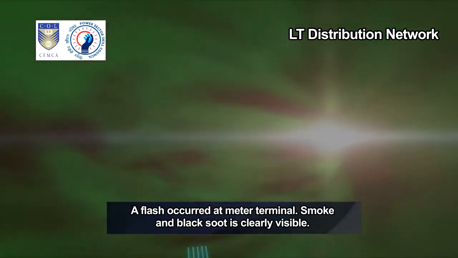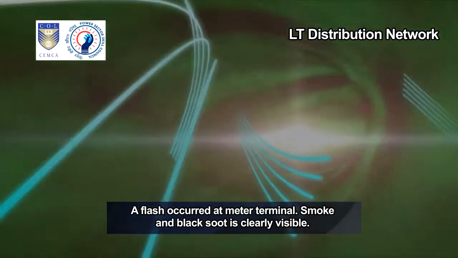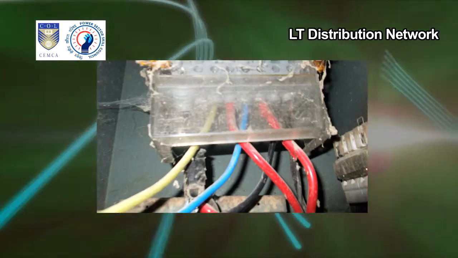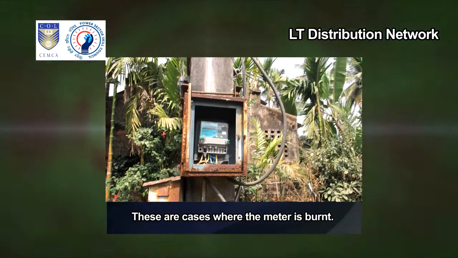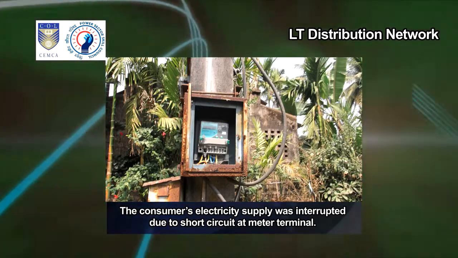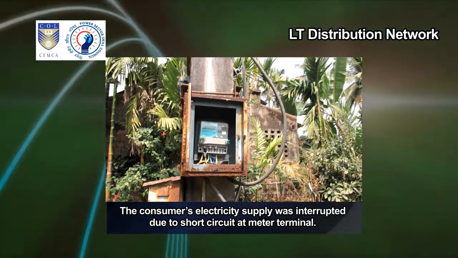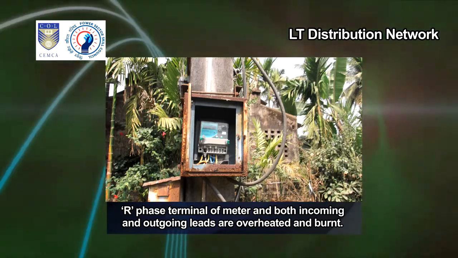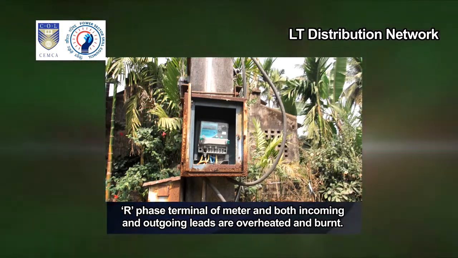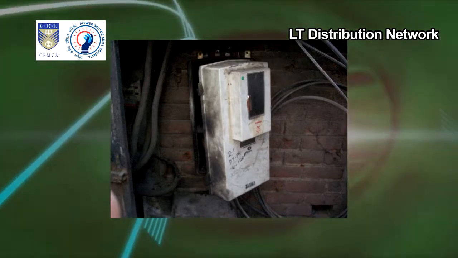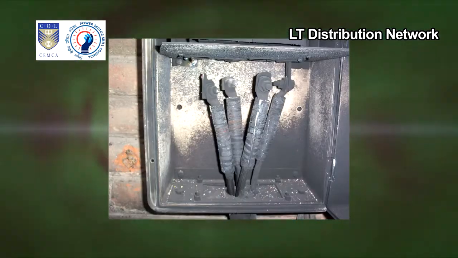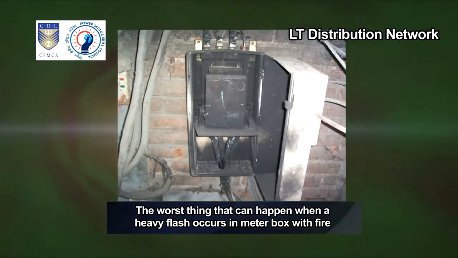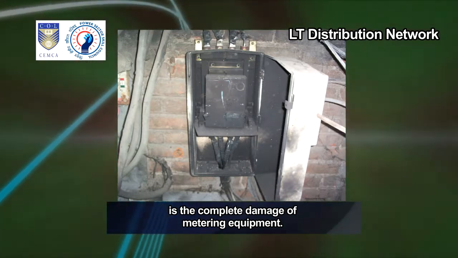A flash occurred at meter terminal. Smoke and black soot is clearly visible. These are cases where the meter is burnt. The consumer's electricity supply was interrupted due to short circuit at meter terminal, R-phase terminal of meter, and both incoming and outgoing leads are overheated and burnt. The worst thing that can happen when a heavy flash occurs in meter box with fire is the complete damage of metering equipment.